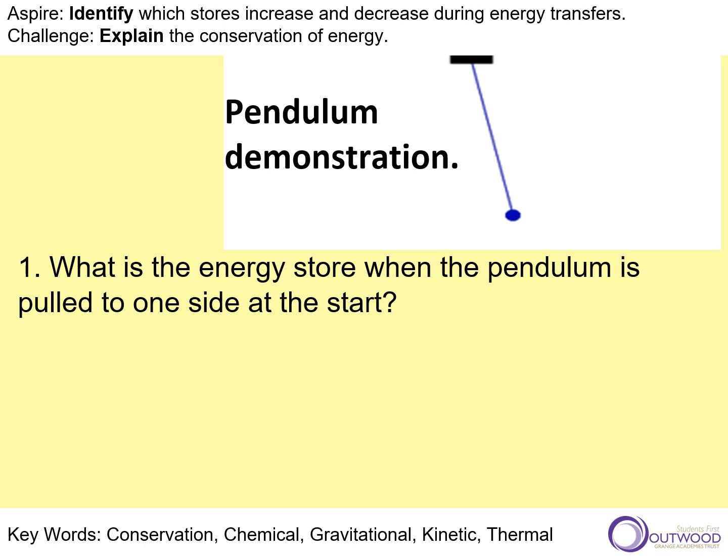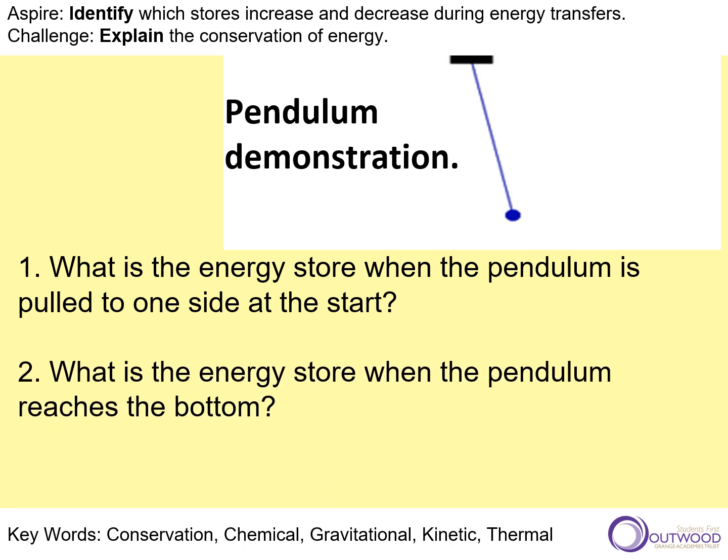What I want us to think about, though, is this. What is the energy store when the pendulum is pulled to one side at the start? So, looking at my diagram, I'm going to get this pendulum and place it here. I'm going to call that 1. Okay, so my pendulum is there. Now, I'll draw the line so it makes it a bit easier. There we go. So my pendulum is there. What is the energy store when the pendulum is pulled to one side at the start?